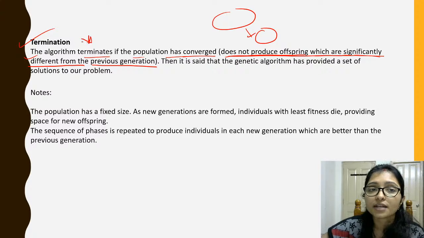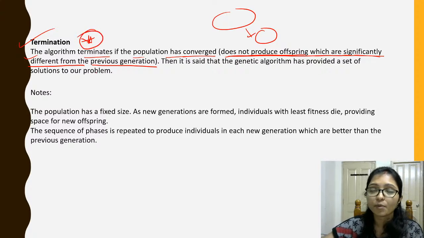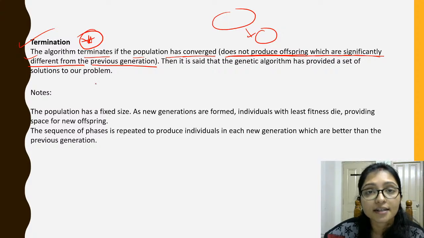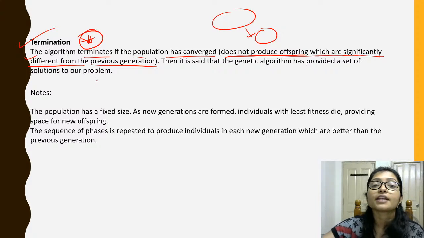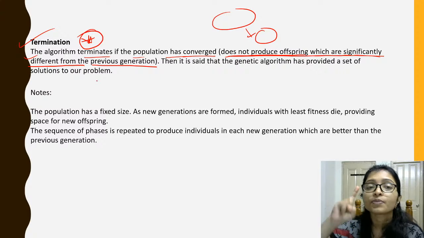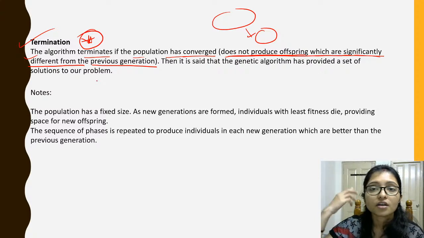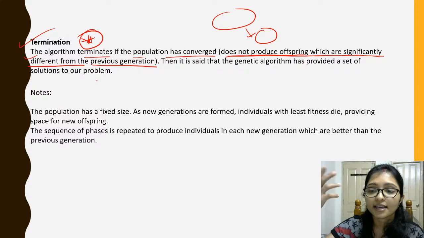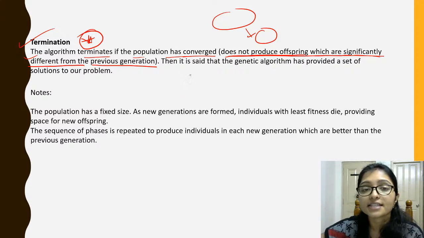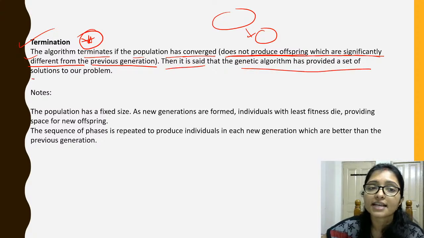Please try to remember this termination condition. This is very important: the genetic algorithm terminates when there is no significant change from the previous generation to the next generation. Maybe the question can be asked from here. Try to remember that this is the termination condition of genetic algorithm, when there are no changes between the previous generation and the next generation. Okay, when significant change is not there, then it is said that the genetic algorithm has provided the set of solutions of our problem.